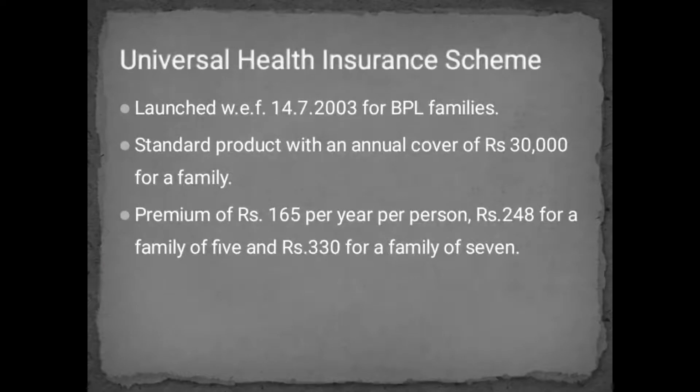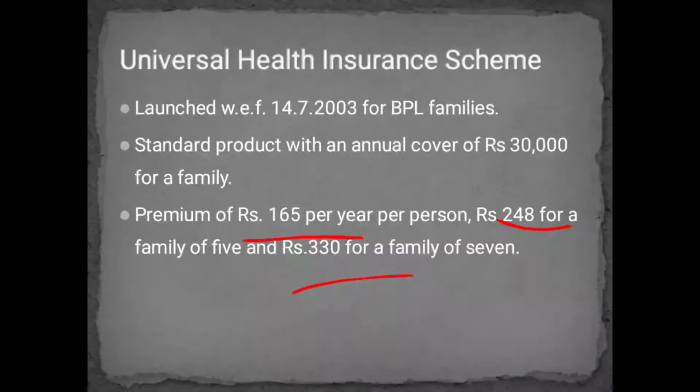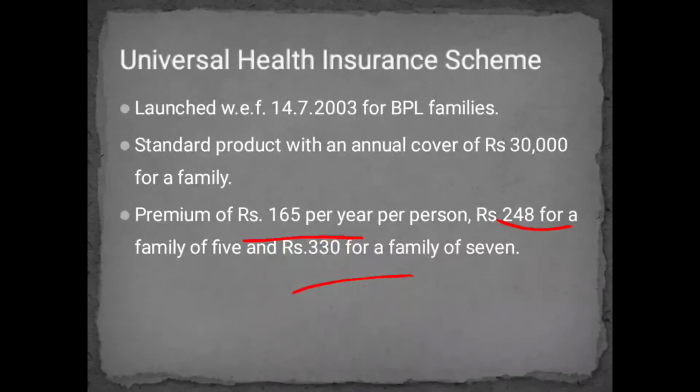This premium is nothing, it is very low. 165 means per day it comes to just 50 paisa. And 248 for a family of 5, just imagine, per person it is just 50 rupees you are paying. Then 330 for a family of 7. Here also you may be paying around 50 rupees per head, not more than that.